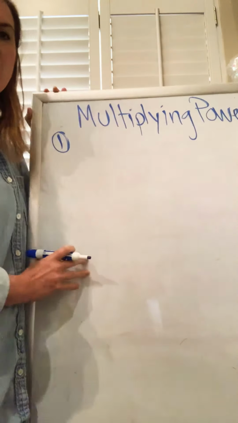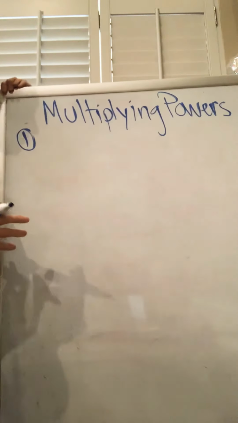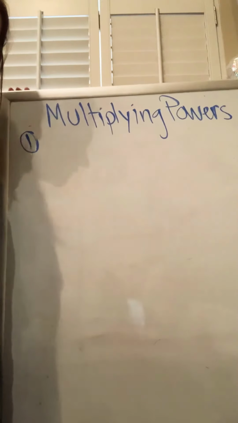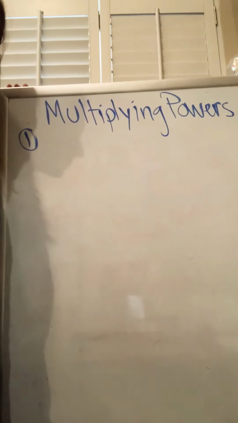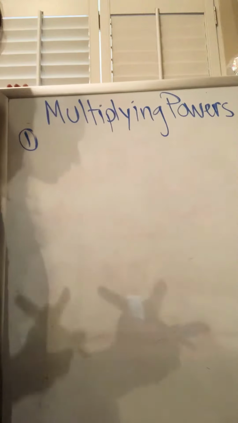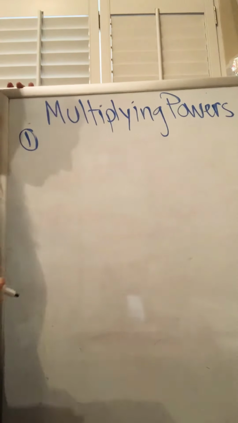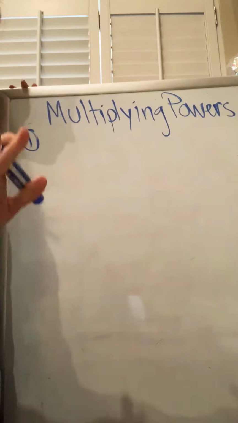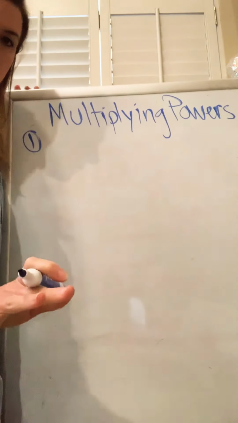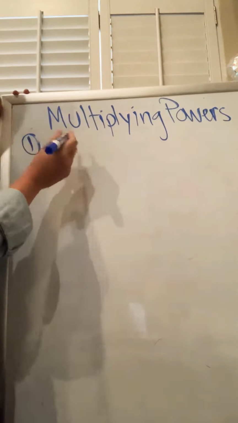All right, so the next set of lessons y'all did on Khan Academy was on multiplying powers. We have two of them: the product of powers and the power of a power, or a power of a product. The first one we're going to talk about is the product of powers.